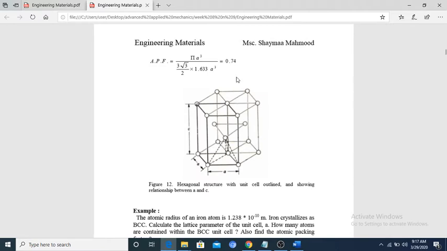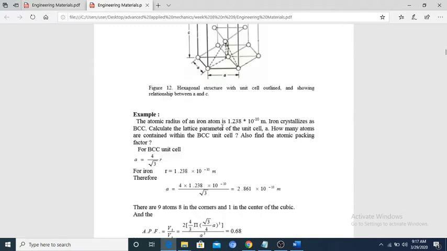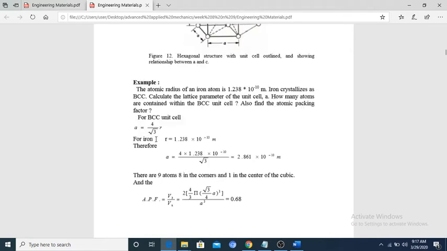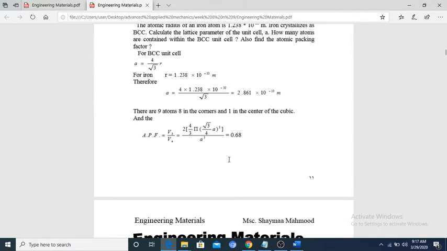Example: the atomic radius of an iron atom is 1.238 times 10 to the minus 10 meter. Iron crystallized as BCC. Calculate the lattice parameter of the unit cell, how many atoms are contained within the unit cell, and also find the atomic packing factor. Using this formula, you have a equal to 4r divided by the square root of 3, so you have 2.861 times 10 to the minus 10 meter.